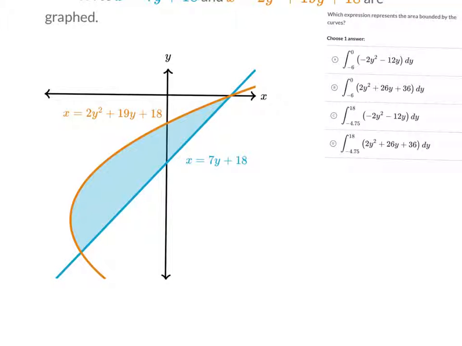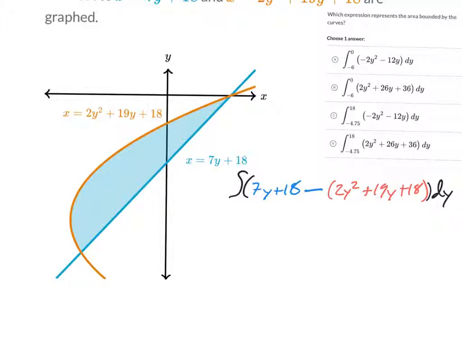So when we go to do this, we need a couple things. We need to know the limits, these points, and we need to know which function is on top. So let's do which function is on top, and then we'll do this point last, because I think this is the easiest thing. So our integral would be the integral of, well, what would be on top? The blue one would be on top, so we're going to say 7y plus 18 minus, and the orange one would be on bottom, and we'll put that in parentheses, 2y squared plus 19y plus 18. And then that's dy. Everything's in terms of y, so it's going to be dy.